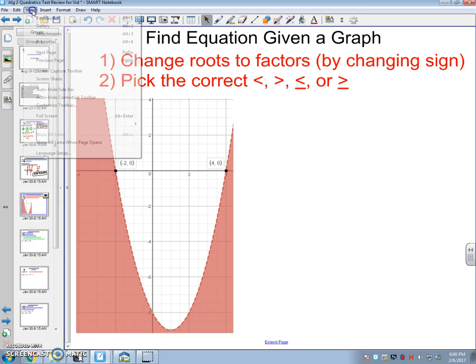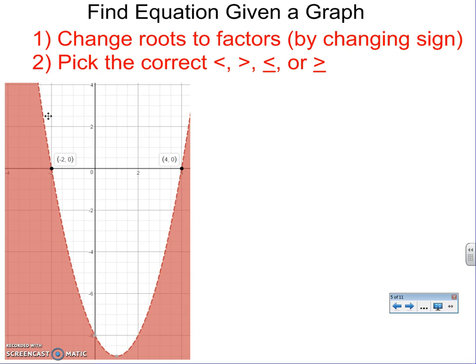Here, find the equation if I give you a graph. Well, a graph has a very important piece of information. That is the roots. The x-intercepts are zeros. So basically I know the roots are negative 2 and 4. Change them into factors by changing the sign and put it inside with parentheses next to x. So the negative 2 is going to be plus 2.